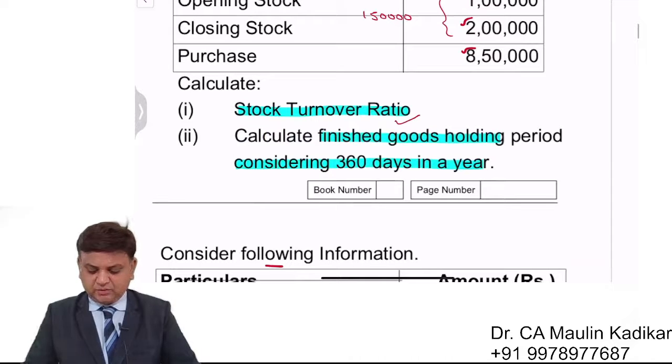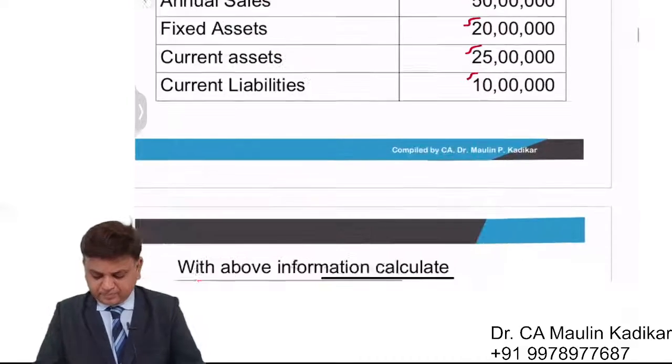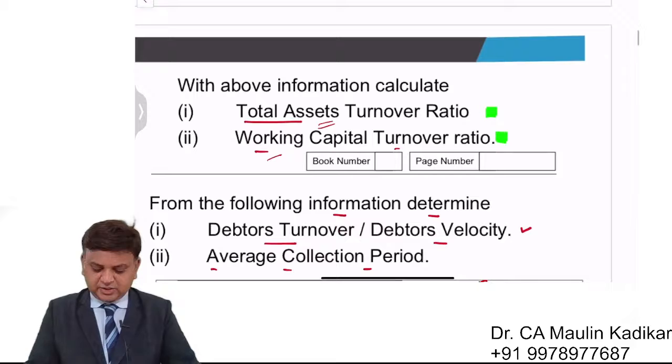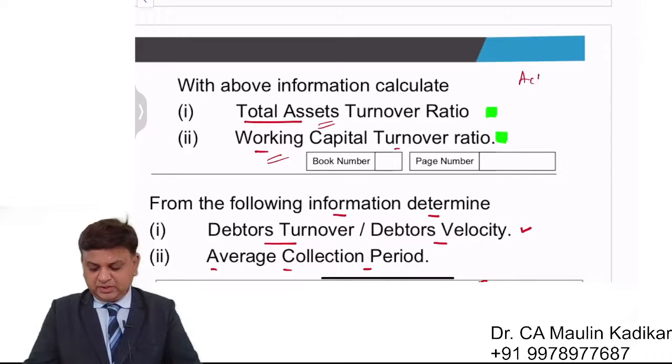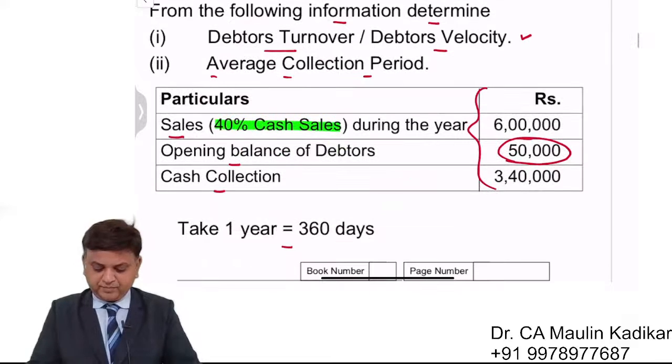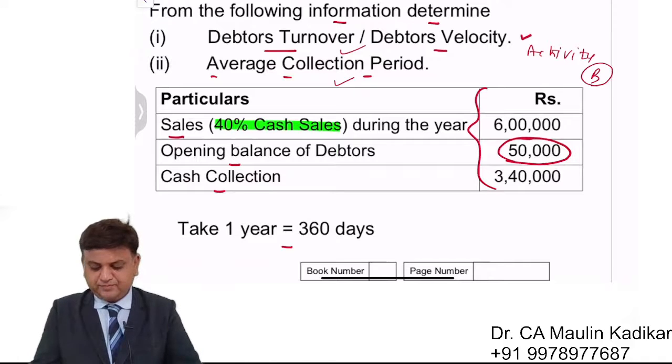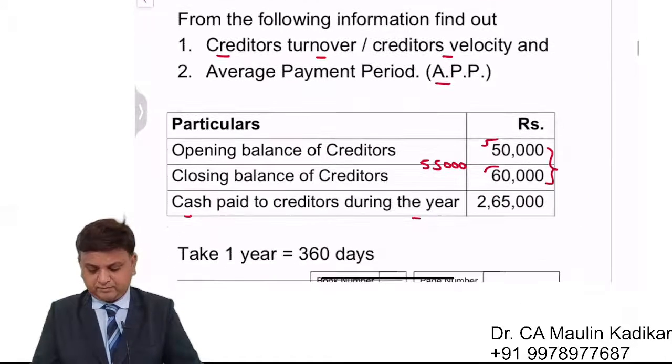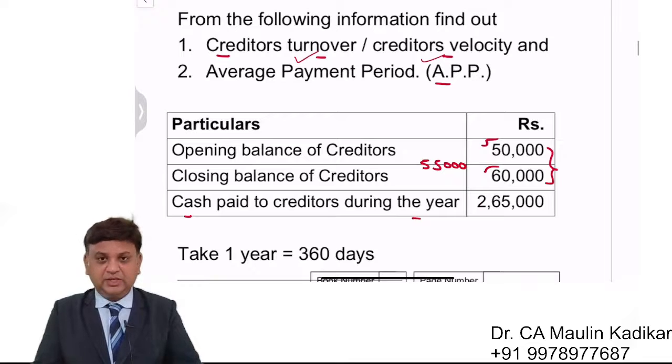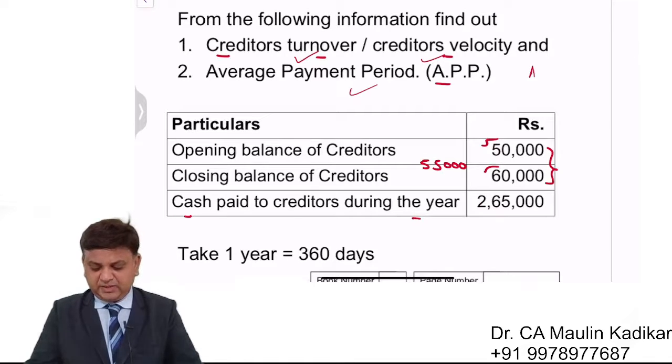Stock turnover ratio, finished goods holding period, these are activity ratios. Asset turnover ratio, working capital turnover ratio, these are activity ratios. Debtors turnover ratio, collection period, activity ratios. Creditors turnover ratio, creditors velocity, average payment period, activity ratios.